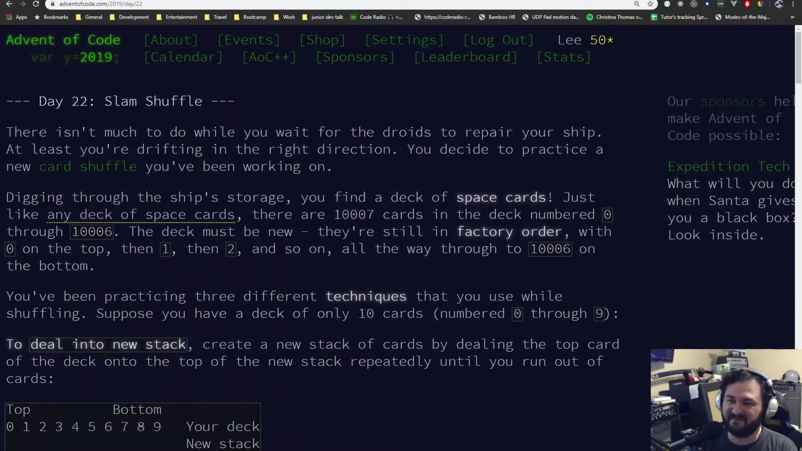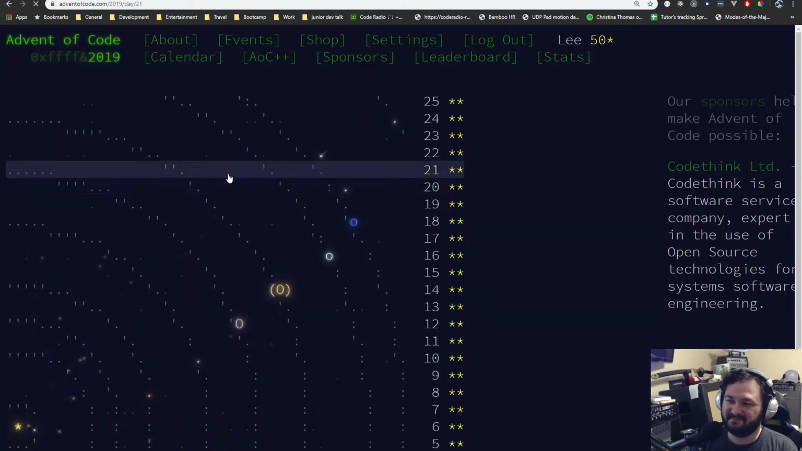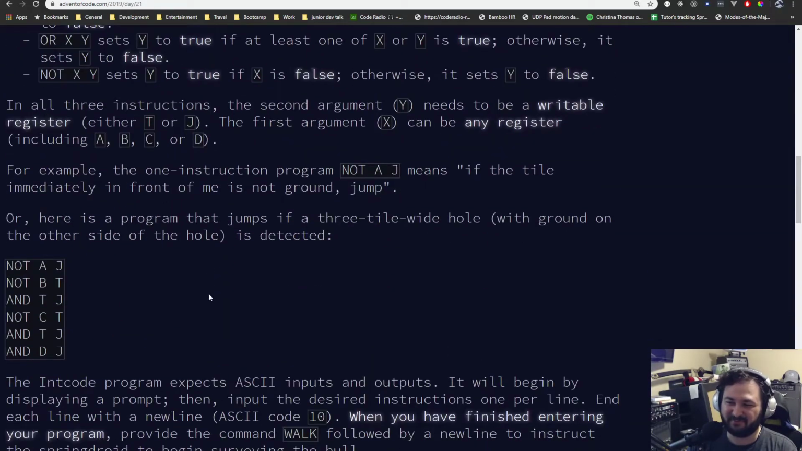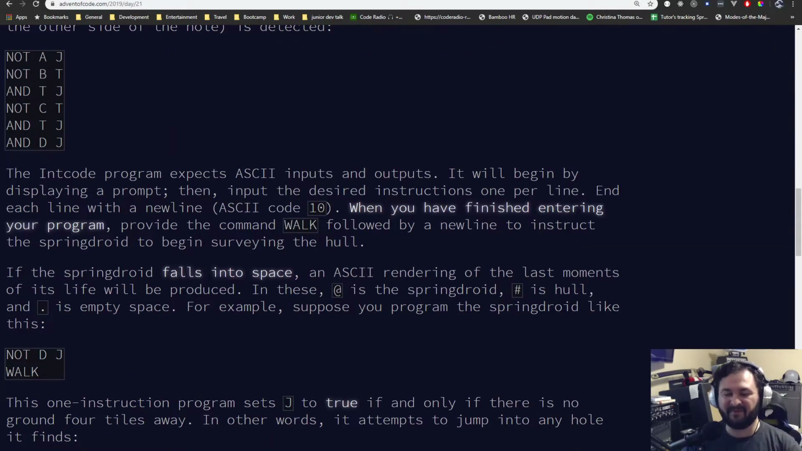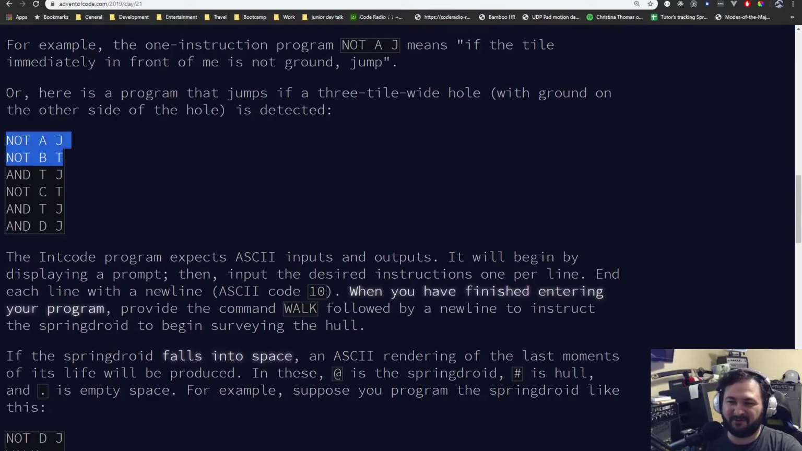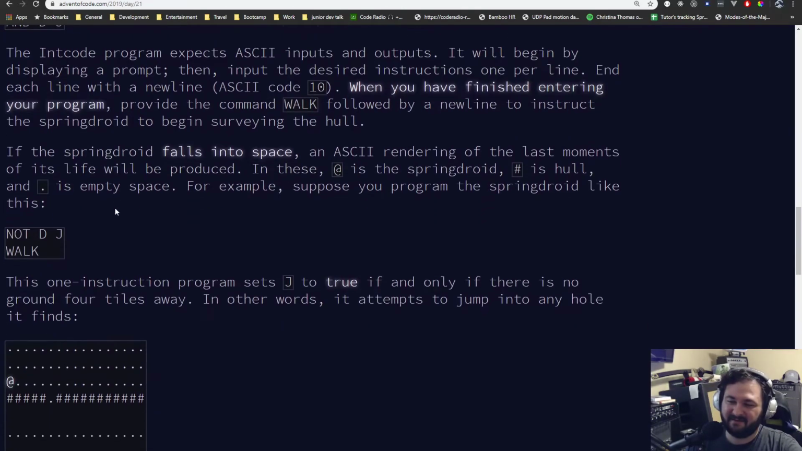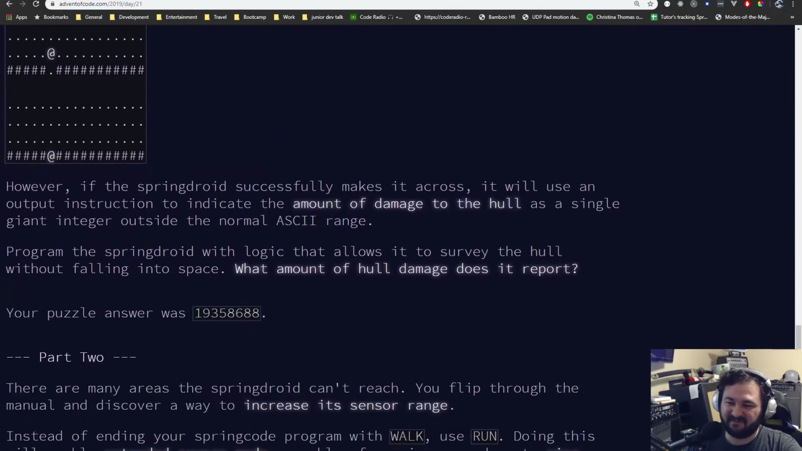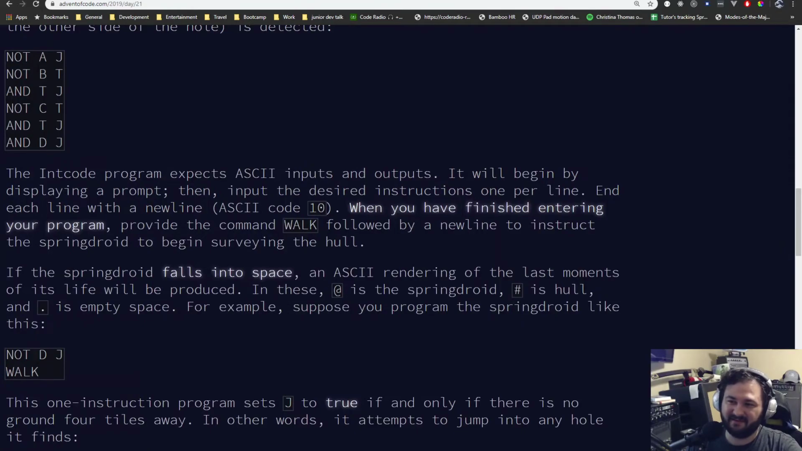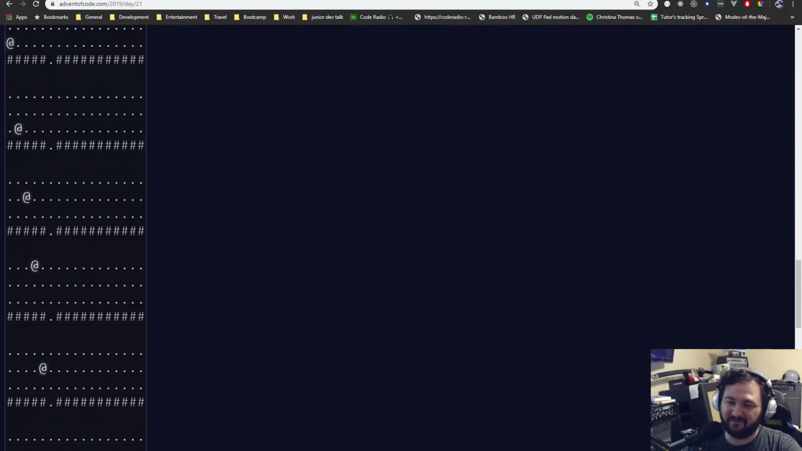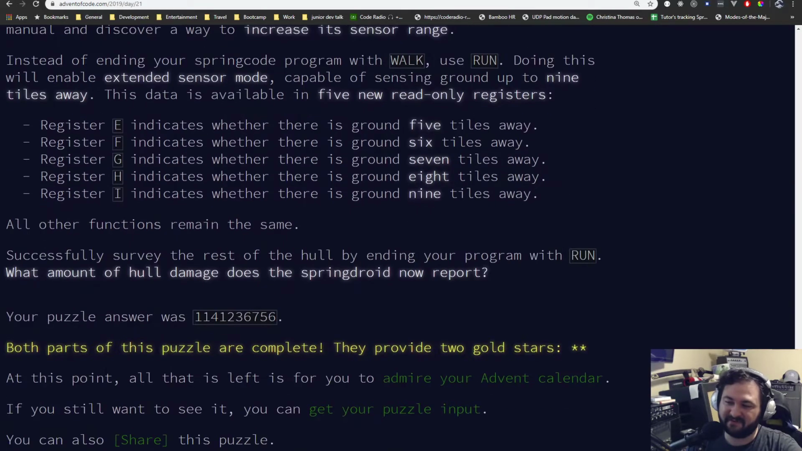Another one that was frustrating but also fun was the Spring Droid problem, where you had to create some kind of logic program. I want to say this is Boolean algebra, where you're saying NOT and OR and AND and stuff. But basically, you have to write a script that gets the droid to solve all these special cases where it needs to jump over holes and stuff.